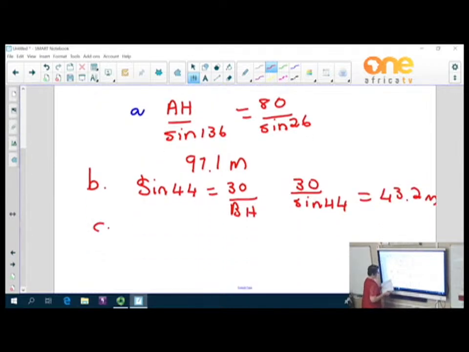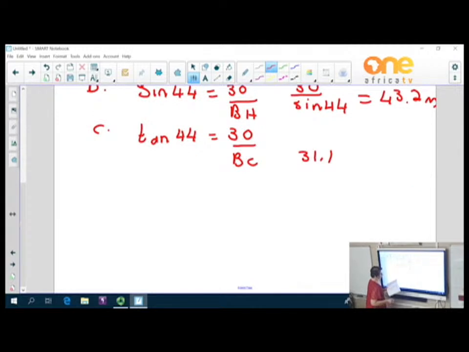Question C. Hence calculate the distance BC from the foot of the cliff. Again, there's more than one possibility. I will use tan. So tan 44 is equal to 30 over BC. Which method? Bottom divide. It will again be a division one, which is then 31.1. But the question is actually, hence calculate the distance from B to the foot of the cliff. So that's actually that whole distance. Well, if you want to find AC now, it will be 80 plus this 31.1, which is 111.1 meters.